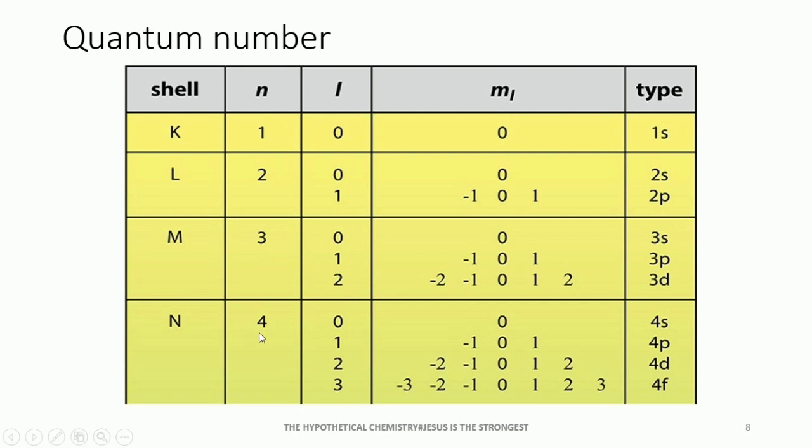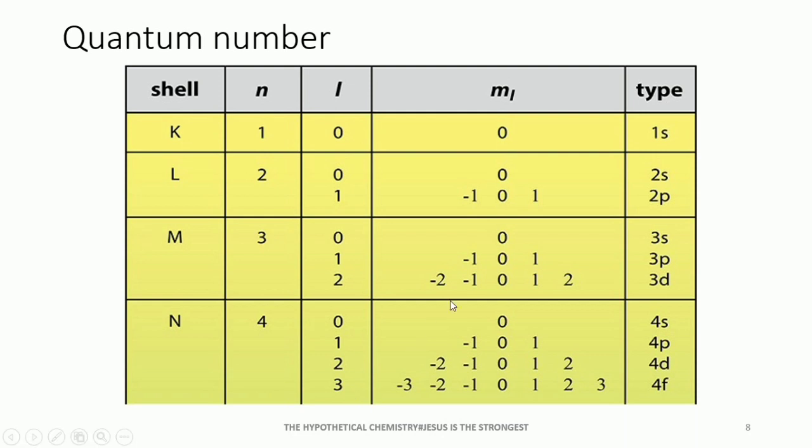So here the principal quantum number is 4. So we start from 0, 1, 2, 3. That is where we will end, because we end on the number just before 4, which is the principal quantum number. When the principal quantum number is 5, we start from 0 and end at 4. When it is 6, we start from 0 and end at 5. When it is 7, we start from 0 and end at 6, in that order.